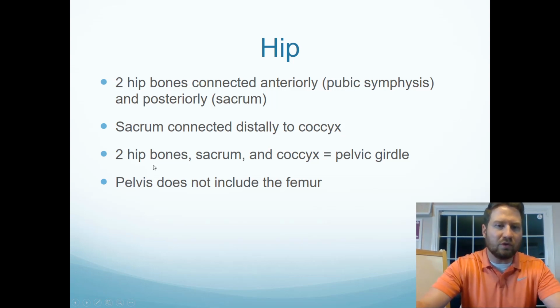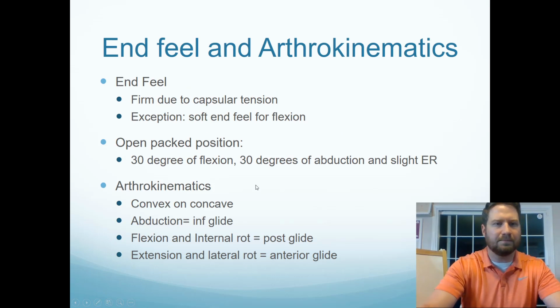Those two hip bones, sacrum, and the coccyx equal our pelvic girdle. Again, we talked about that a lot. The pelvis obviously does not include the femur.